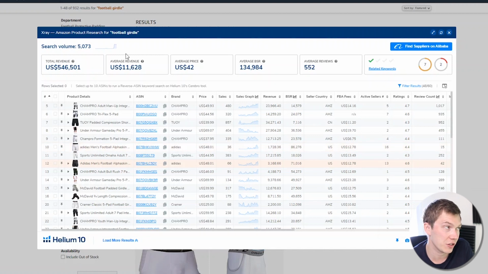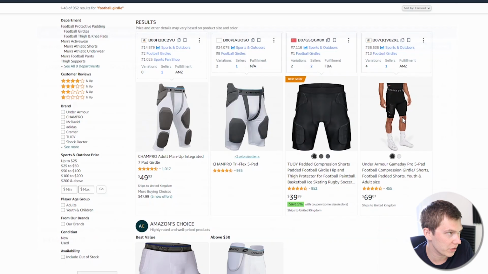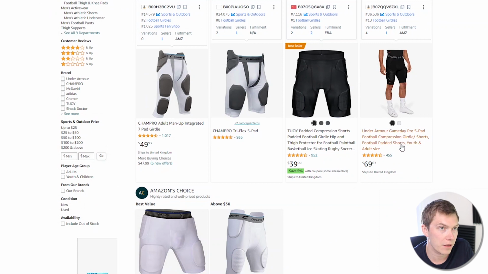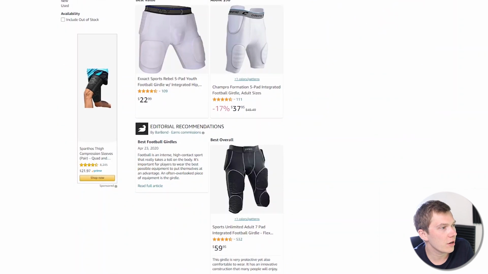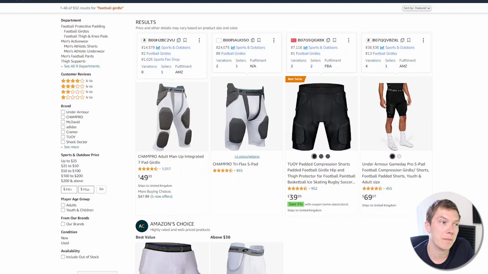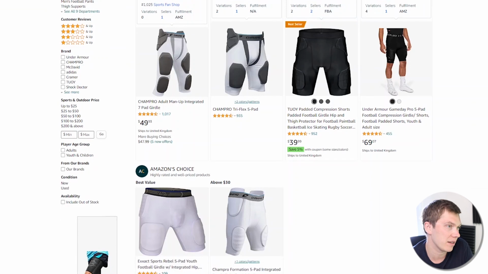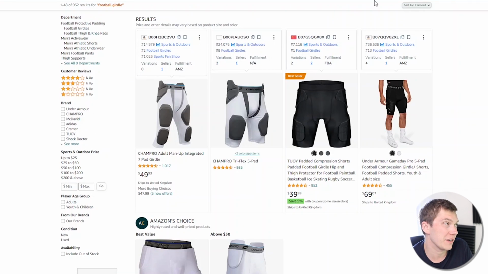when searching for anything to do with football girdles, which looks now like it's some sort of protective wear that you'd have when playing. So despite a lot of the criteria being met here in terms of the search demand, the sales demand, the reviews, and so on, I'm going to skip this niche because we're going to be competing against really big sports brands, and I think it'd be quite difficult. So let's have a look at the next one.